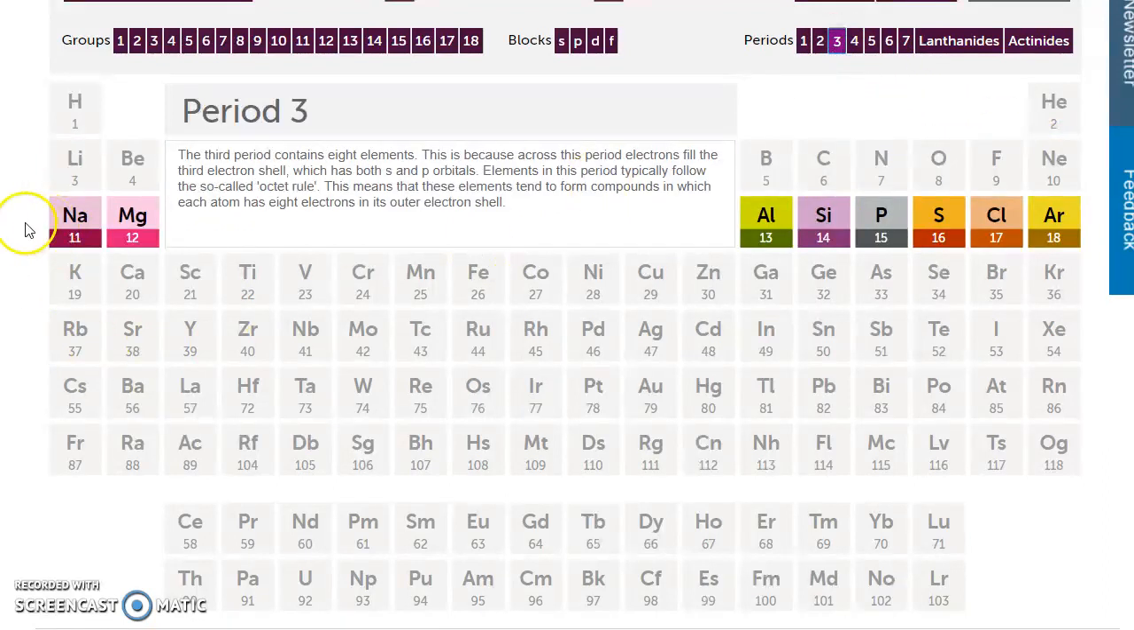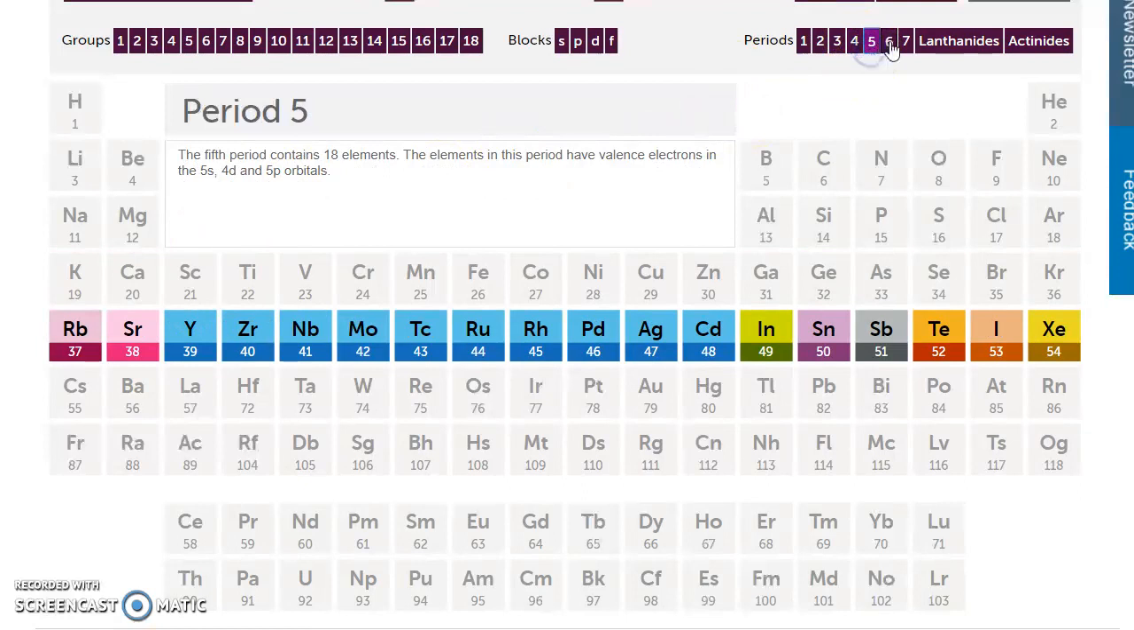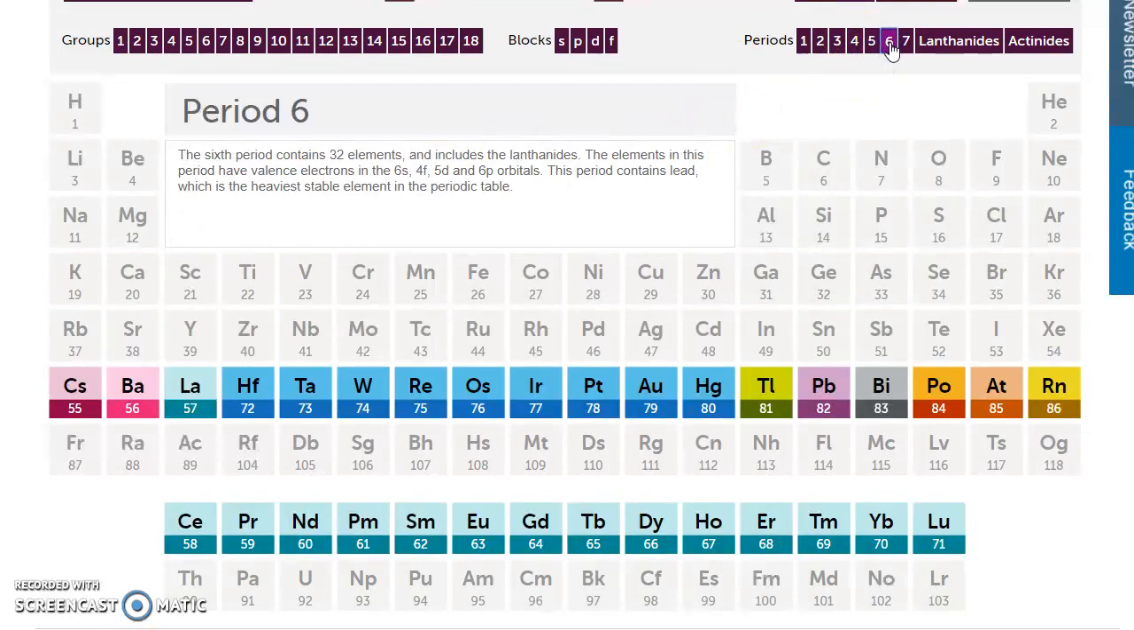Again, this is the third period, so it's 3 shells. It means they have 2 full shells. And then the third shell, this one has 1 in the third shell, 2 in the third shell, 3 in the third shell, and so on, until this one's got 8 in the third shell. This one has 4 shells with 3 filled, then 5 shells, 6 shells.